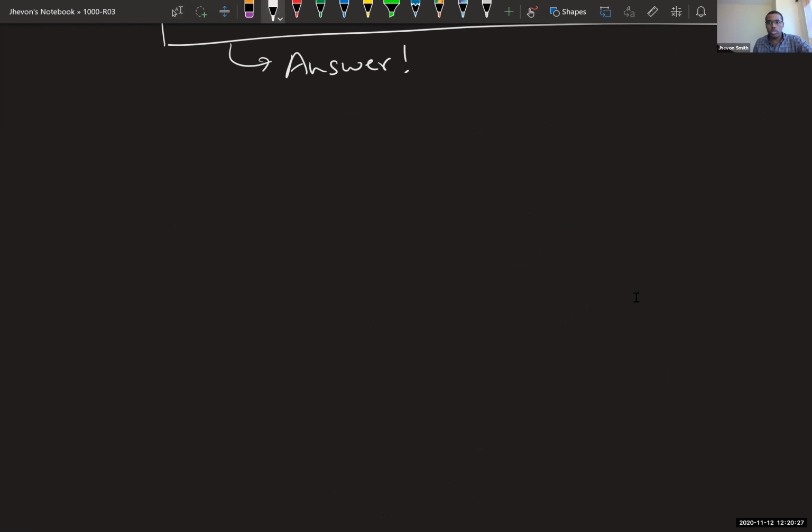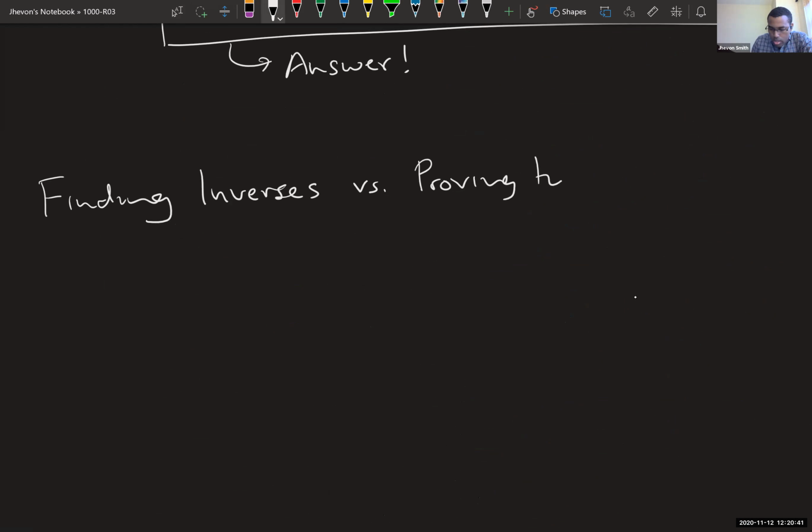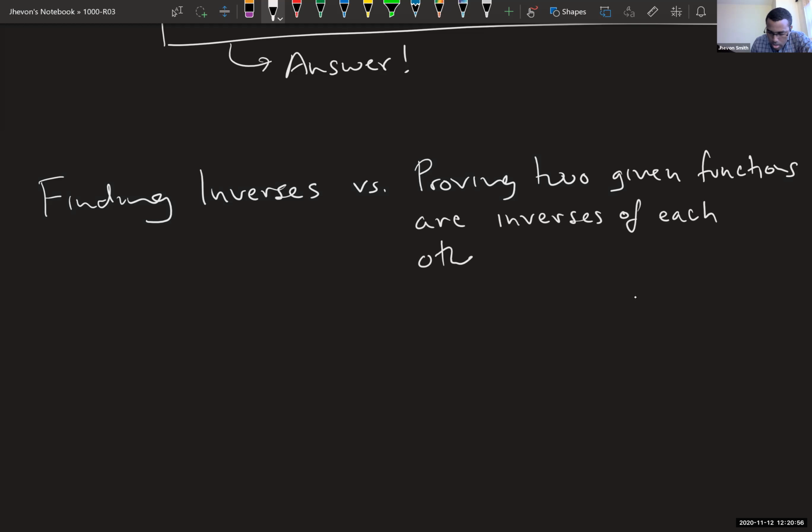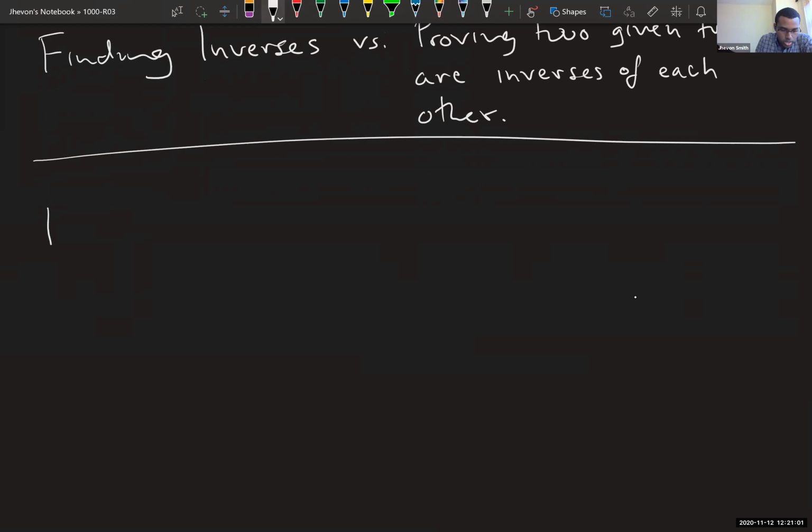So let's take those one by one. Let's talk about finding inverses versus proving two given functions are inverses of each other. So let's actually talk about finding inverses.